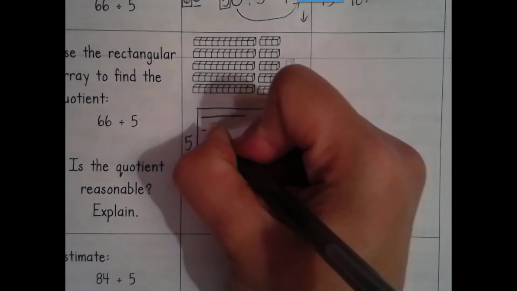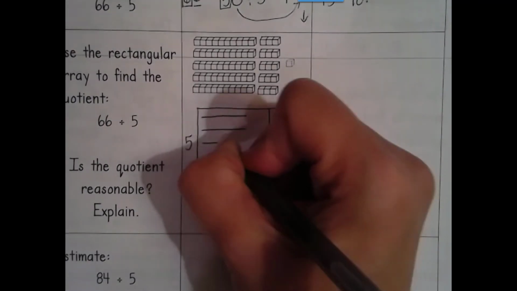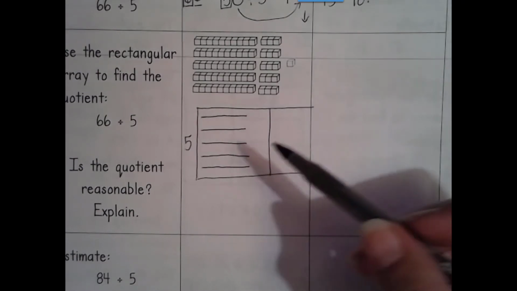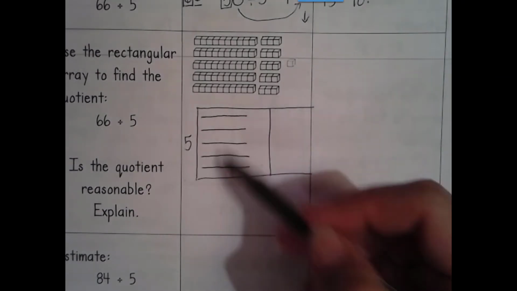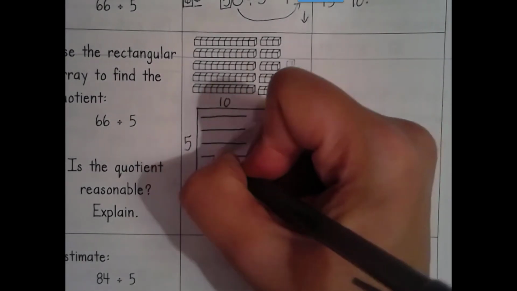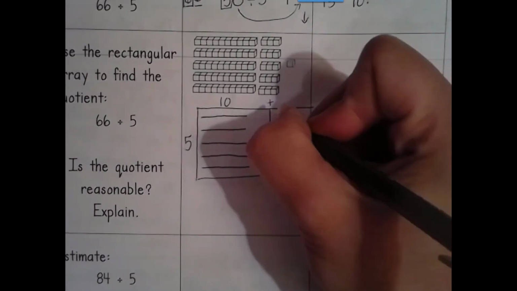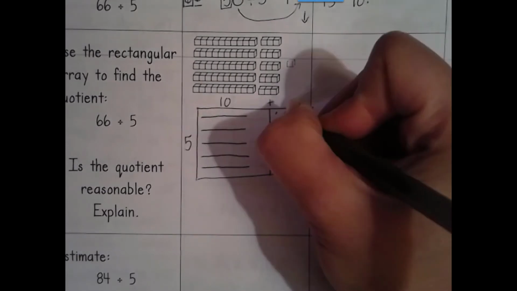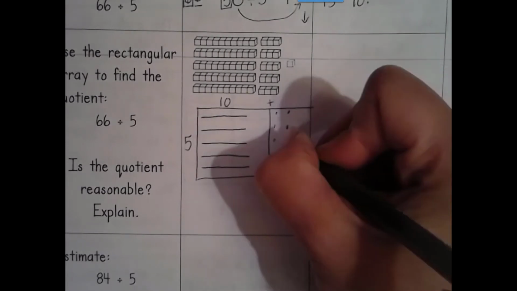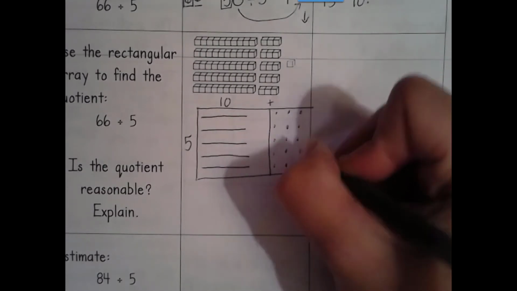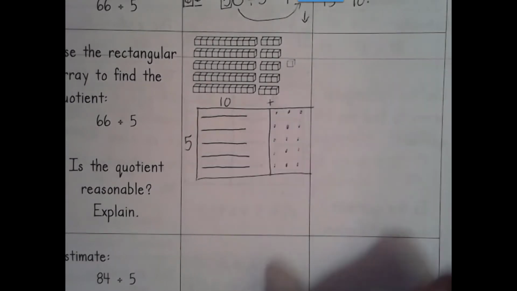So 10, 20, 30, 40, 50. If I did another set, I'd get to 100, and that's way too big. So 50. So I have a 10 in each group. Now 51, 52, 53, 54, 55, 56, 57, 58, 59, 60, 61, 62, 63, 64, 65.